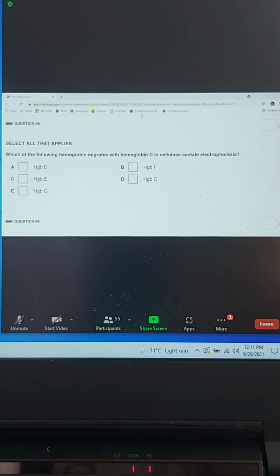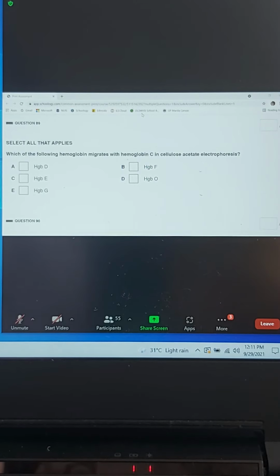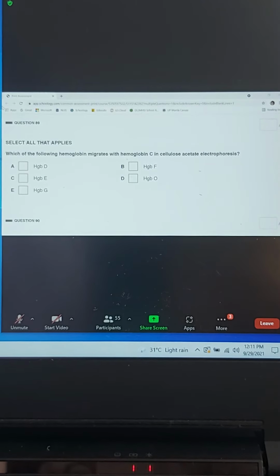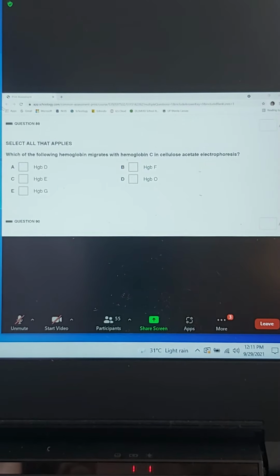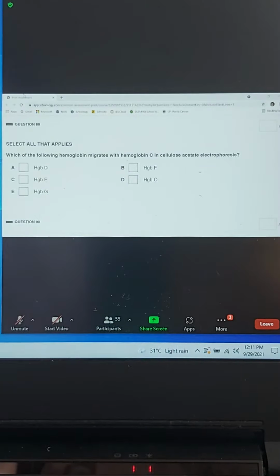Which of the following hemoglobin migrates with hemoglobin C in cellulose acetate electrophoresis? Hemoglobin C, E, hemoglobin O. Okay, so that's letter C and letter D. Because who goes with D and G? Hemoglobin S. And then hemoglobin F has a separate position.